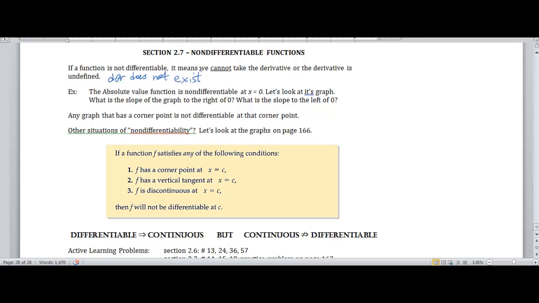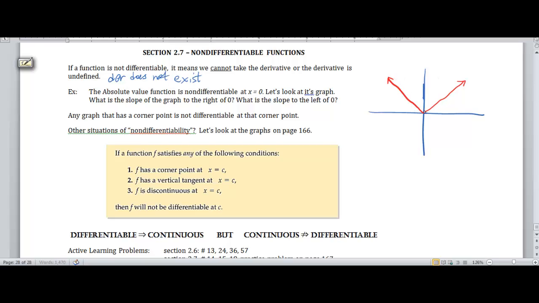So let's look at the absolute value function. The absolute value function is not differentiable at x equals 0. Let's see what it looks like. This is the absolute value function. It looks like a v, right? When my x values are positive, the y values are positive. If the x values are negative, the y values are still positive.